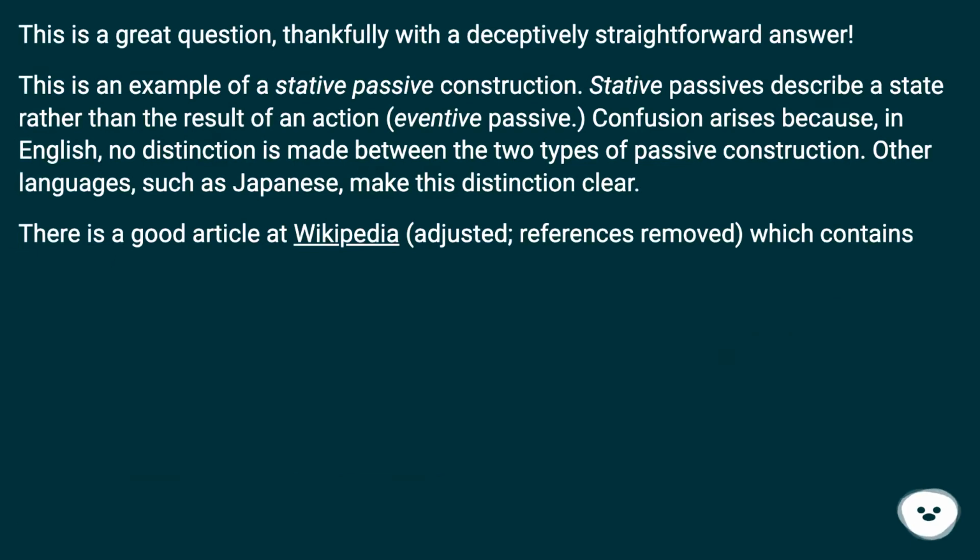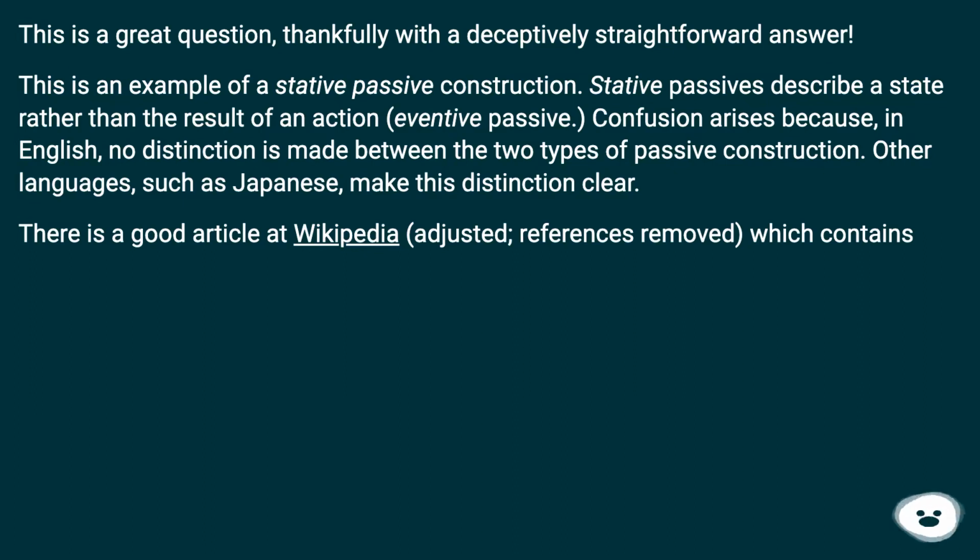This is a great question, thankfully with a deceptively straightforward answer. This is an example of a stative passive construction. Stative passives describe a state rather than the result of an action. Eventive passive confusion arises because, in English, no distinction is made between the two types of passive construction. Other languages, such as Japanese, make this distinction clear.